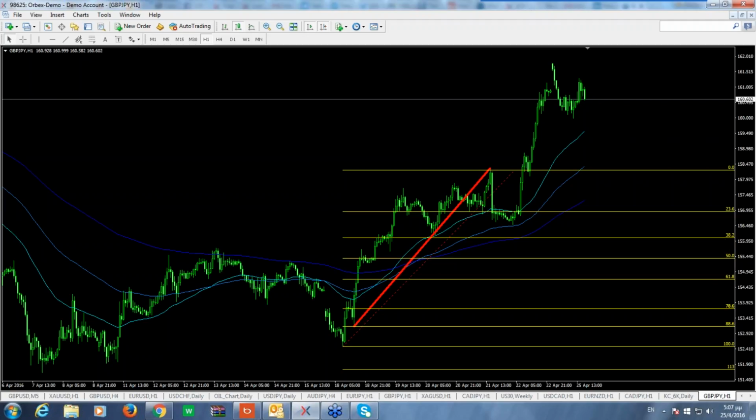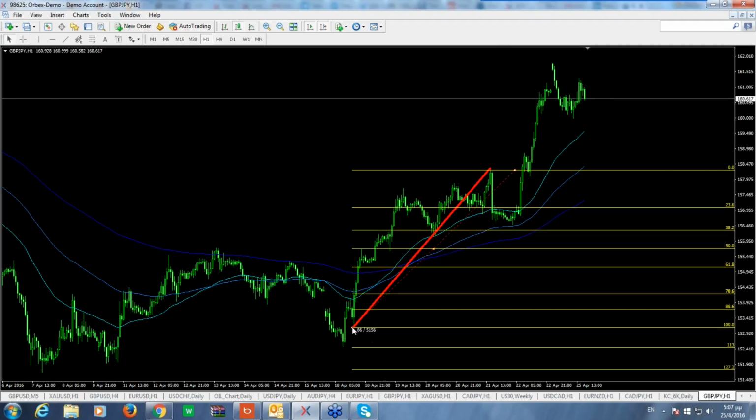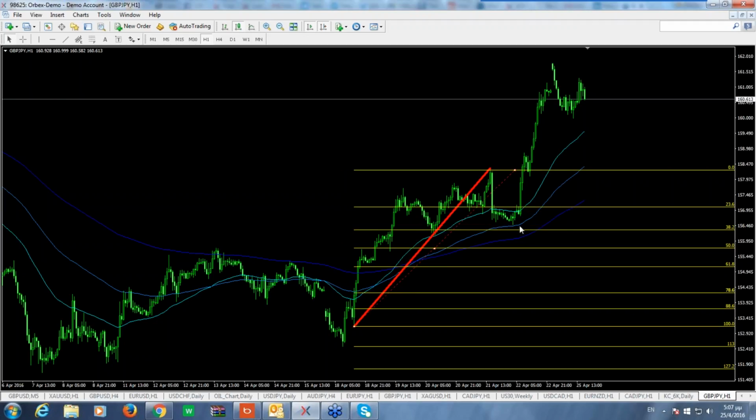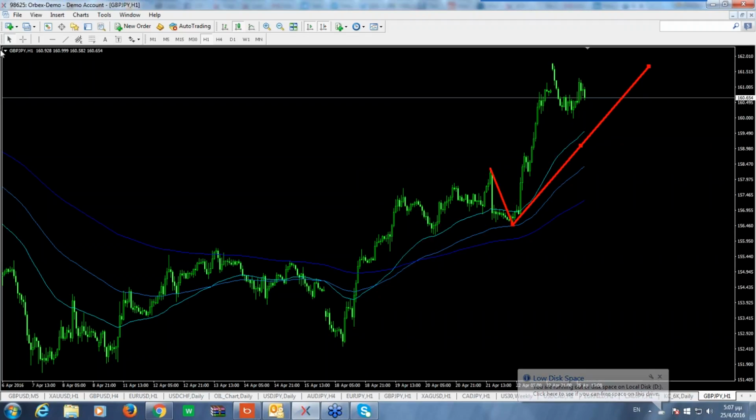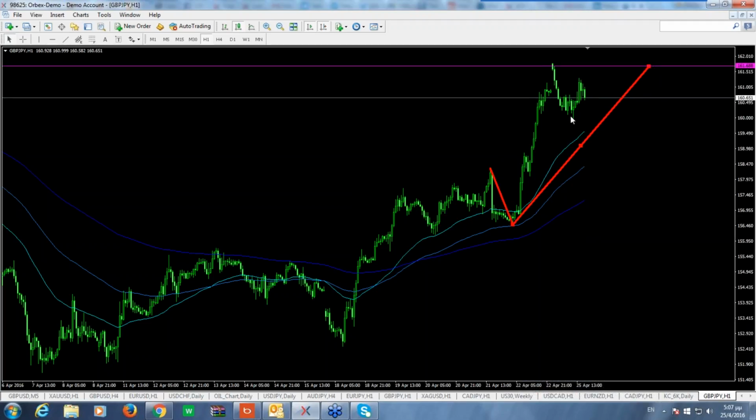So I usually ignore 23.6 as my C level. If I move that to this point here, then I get that closer to my 38.2. So I consider this one here as my A point, B, and then C here. Now if I take that same length and I go all the way up here, as you can see, this is quite on the dot of where price just reversed. So that is the potential ABCD at the moment here.